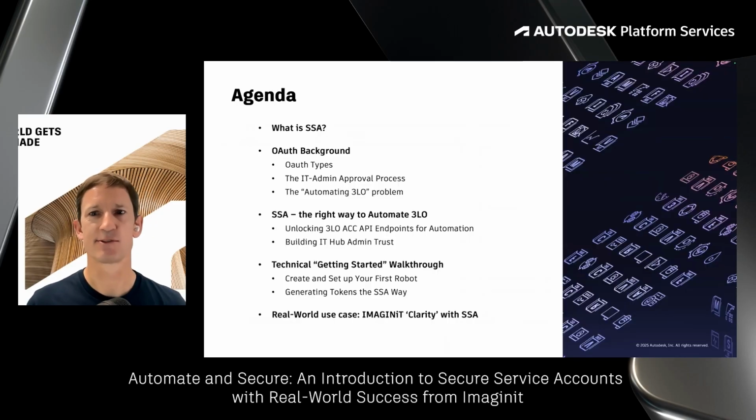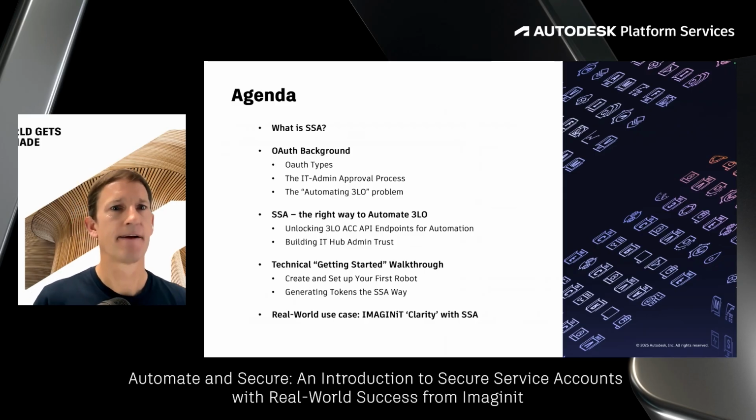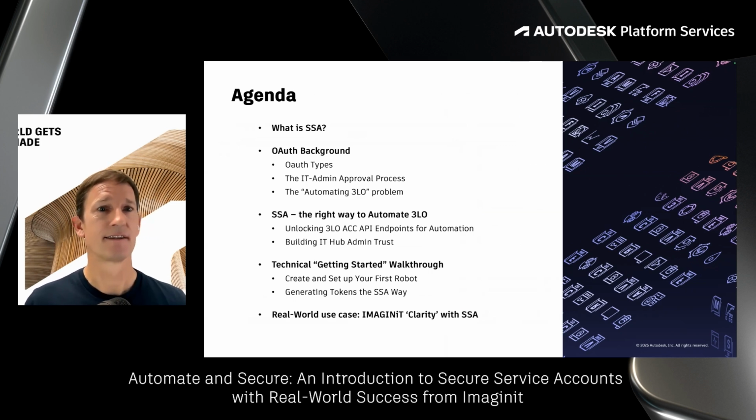But first, let's walk through the agenda. We'll start by talking about what SSA is and why it matters, especially when you think about it from the pain points of the current OAuth models. Then Matt will share some of the OAuth background with OAuth types, the current IT admin approval process, and how 3LO automation is currently done today and how SSA helps solve that the right way.